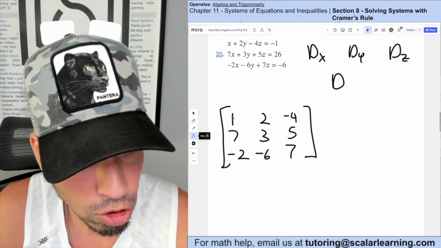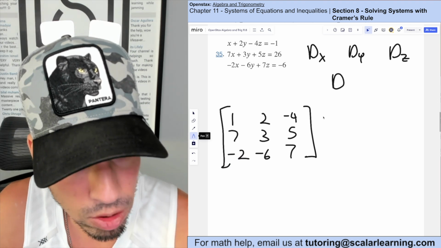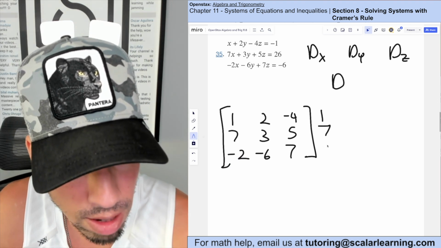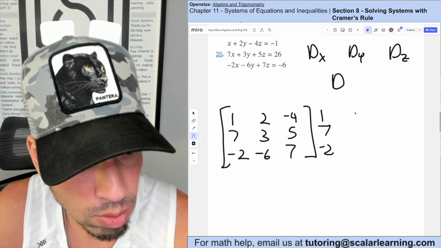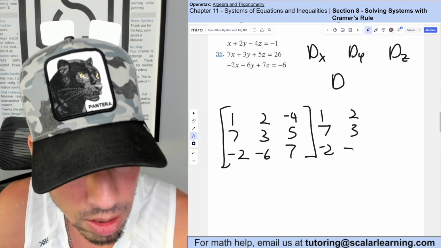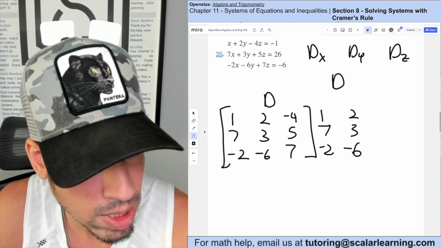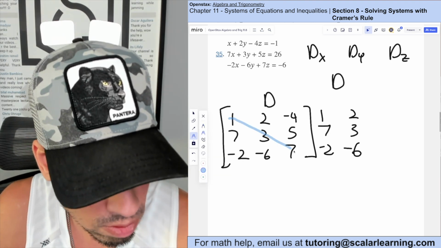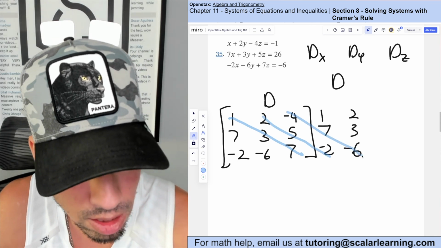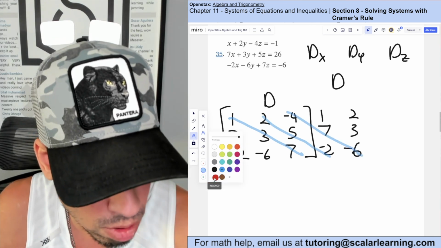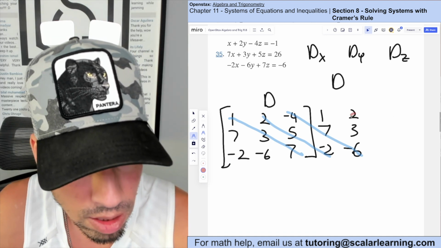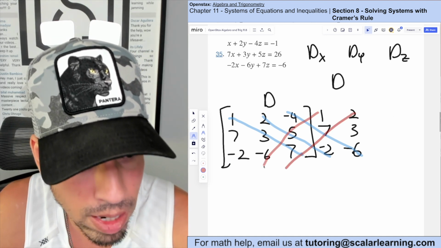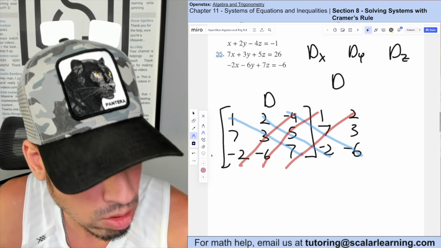Now to calculate the determinant, we basically repeat those first 2 columns. So 1, 7, -2, and then we've got 2, 3, -6. Okay, so it's going to be D, and then I like to color code it. So we're going to do the product of this, this, and this. The blue ones, we're going to add those products, and then we're going to take minus that product, minus that product, and minus that product. Okay, let's write it out.